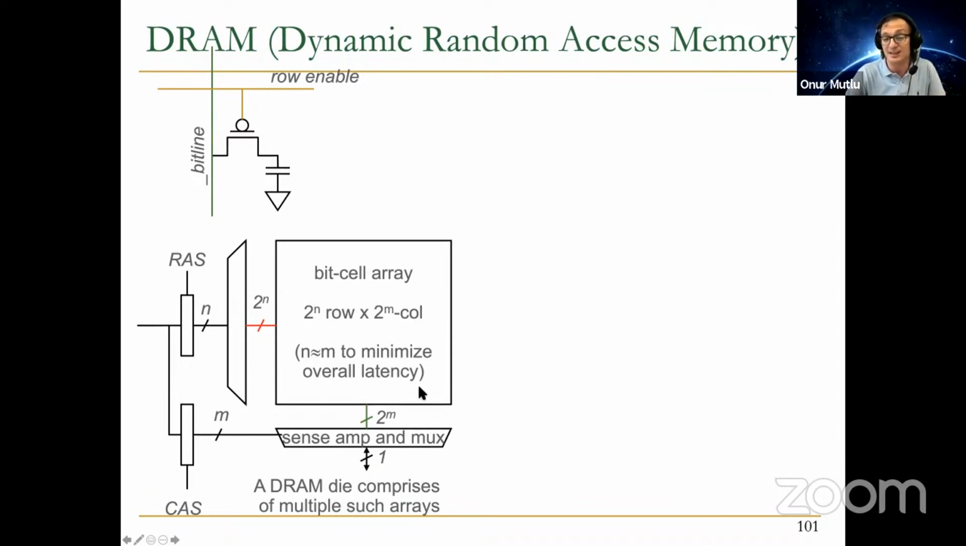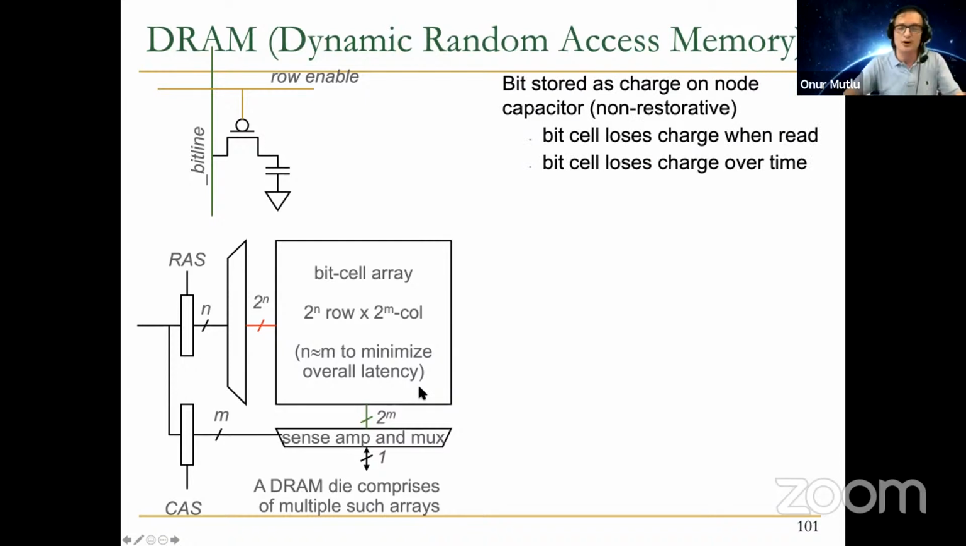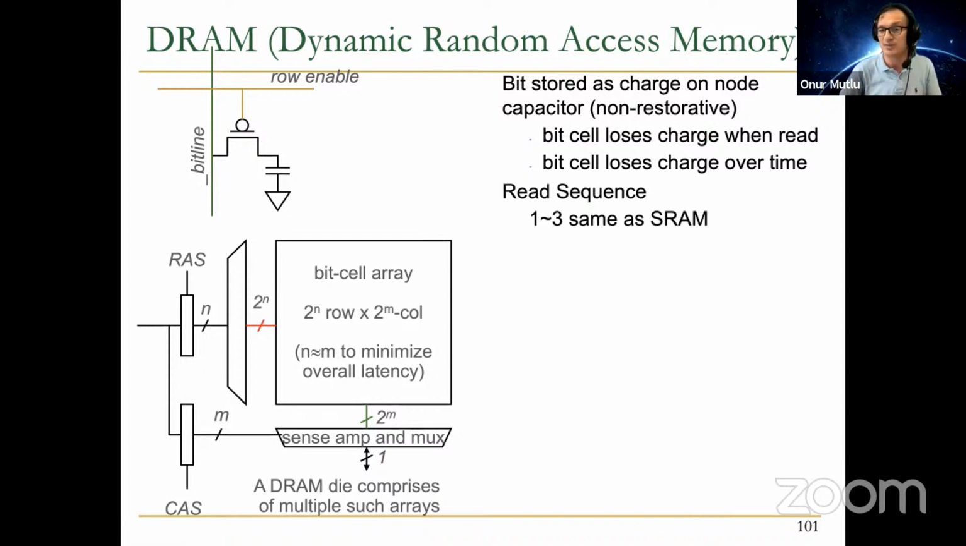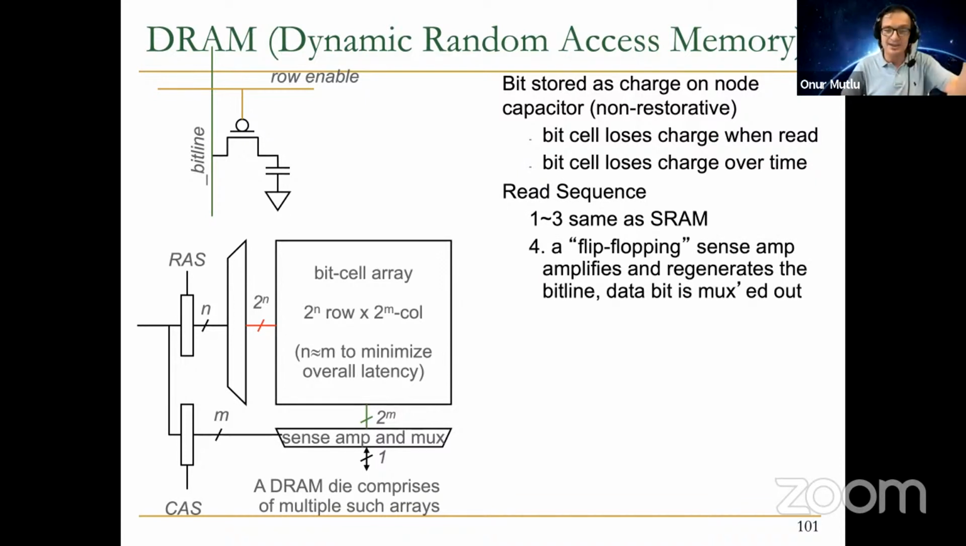But the rest is very similar, actually, except for the sensing, of course, right? As you know, a bit is stored as charge on the capacitor, and when you read, the bit cell loses charge, and the bit cell also loses charge over time because of the capacitive storage. But the read sequence is the same as SRAM. You decode the address, activate the word line, drive the word line, and then drive the bit line, and then do the sense amplification. There should be some sense amplification circuitry that we are not going to discuss in detail, and the data gets multiplexed out in the end. And then you pre-charge all bit lines again.